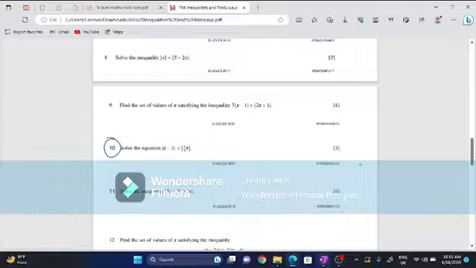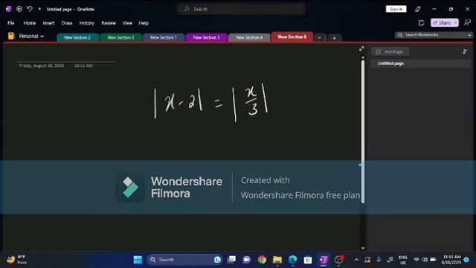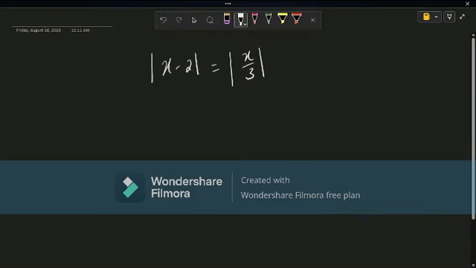Mod of x by 3, this is fine. Alright, so this is my |x − 2| equals |x/3|. You can solve this question by using the first type, the square method, meaning applying the square on both sides. I will guide you through two methods and it's up to you to choose whichever seems easy for you.